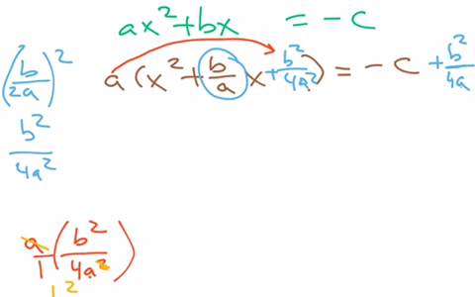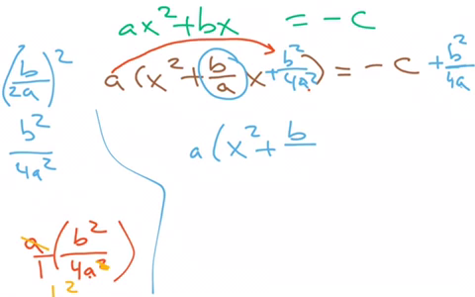Okay. So we got 4, so that needs to become 4a because you distributed. So we have a x squared plus b over 2a squared equals negative c plus b squared over 4a.